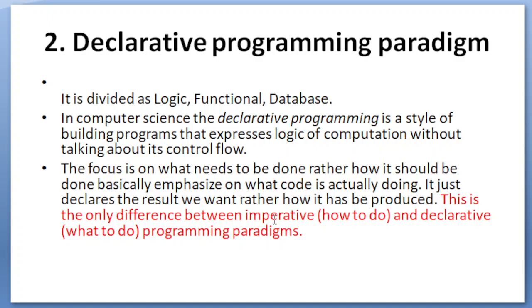Declarative programming is a style of building programs that expresses the logic of computation without talking about its control flow. The focus is on what needs to be done rather than how it should be done, basically. The emphasis is on what the code is actually doing. It just declares the result we want rather than how it has to be produced. That is, we don't need to worry about what is happening inside.